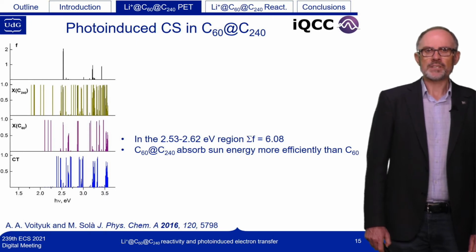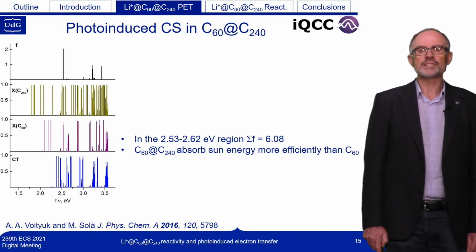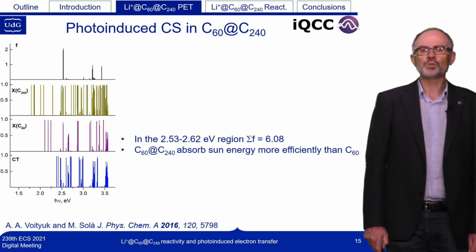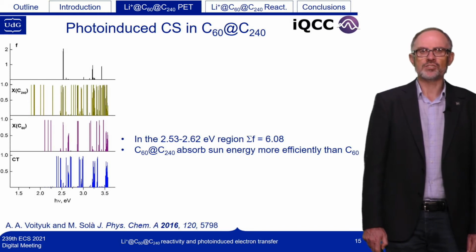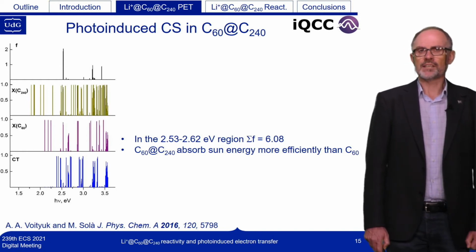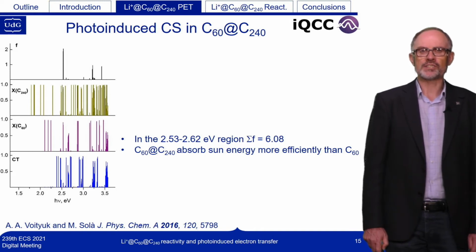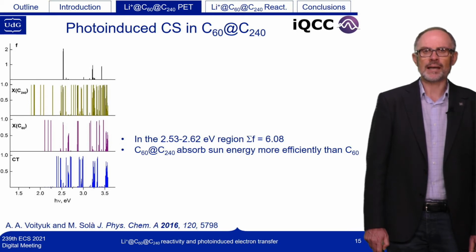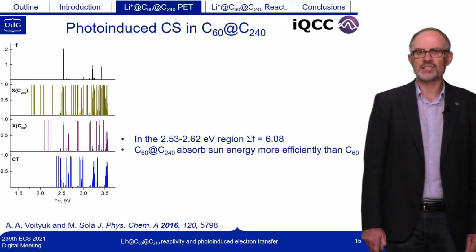This graphic represents the first 300 excitations in C60@C240 carbon nanoonion. Most correspond to local excitations in the C240 cage, in olive color, some to local excitations in C60, in magenta color, and the rest are charge transfer excitations. In the 2.5, 2.6 electron volts region, we have local excitations in C240 with a sum of oscillator strengths as high as 6.1. Therefore, C60@C240 carbon nanoonion absorbs sun energy more efficiently than C60 does.